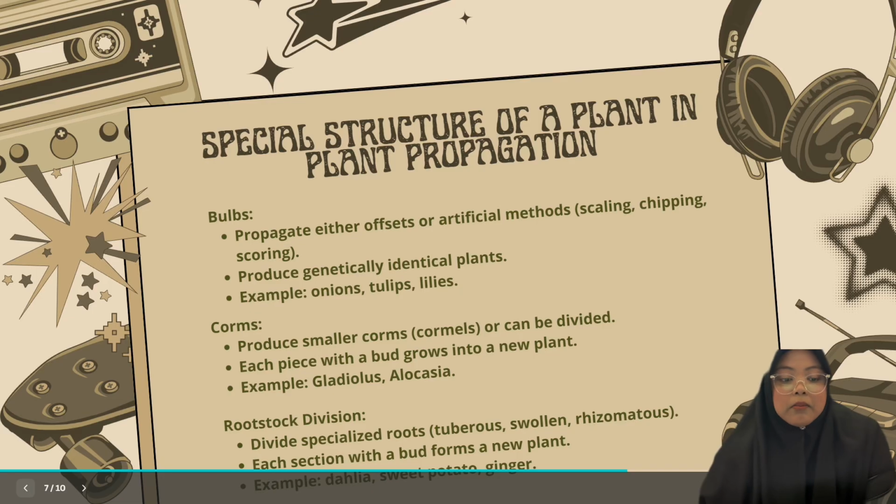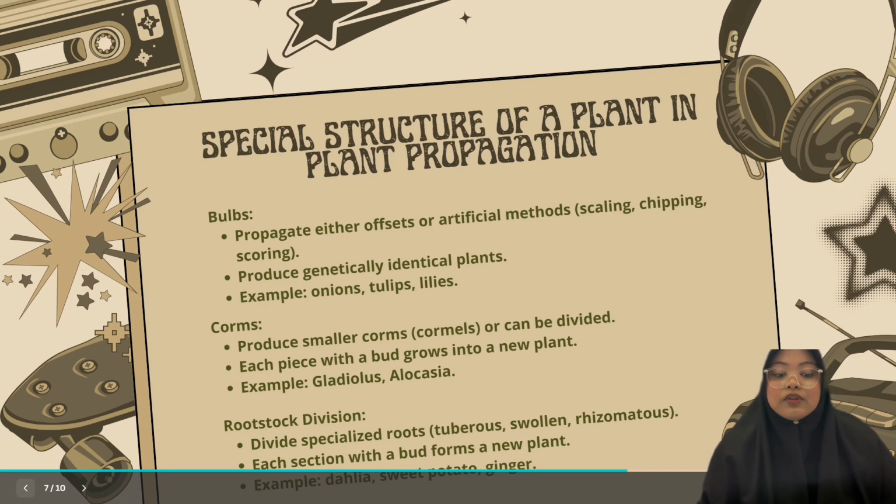Next is bulb. Bulbs propagate either by offsets or artificial methods, which are scaling, chipping, and scoring. Bulbs can produce genetically identical plants. For example, onions, tulips, and lilies. A corm is a special structure that can produce smaller cormels, or can be divided, and each piece with a bud grows into a new plant. For example, gladiolus and alocasia.